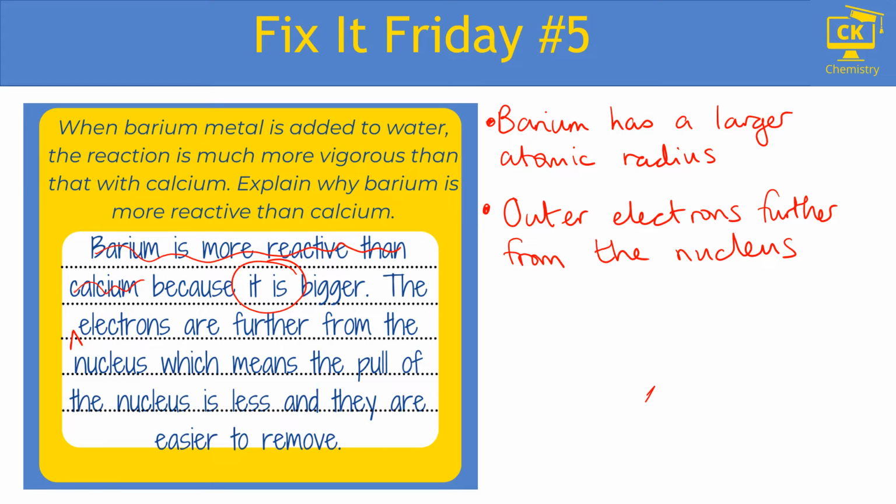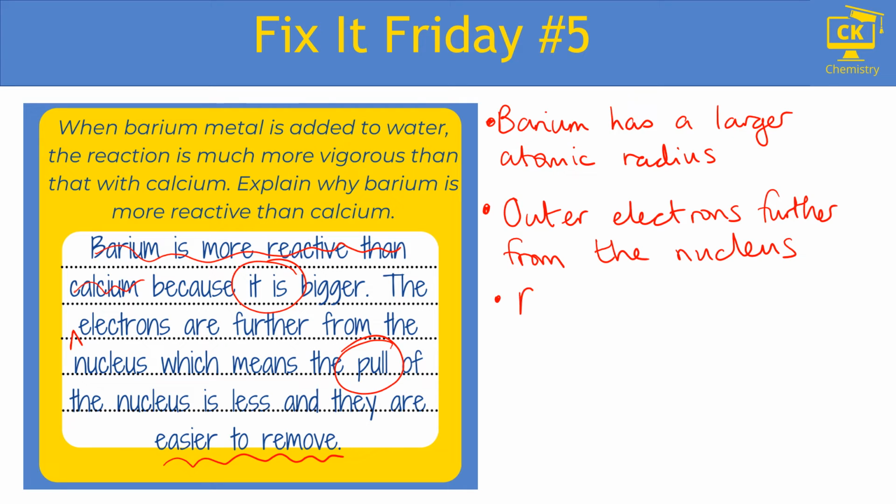Well, they've then moved straight on to the pull, which of course we're never going to say pull, we're going to use the word attraction. And easier to remove, we might get away with that, but let's see what we're missing, because we're still missing some points, and also how we're going to maybe level up our language here. So we've talked about distance. We should also always talk about charge when we are trying to discuss the attraction between a nucleus and the outer shell electrons. So what can we say about charge?